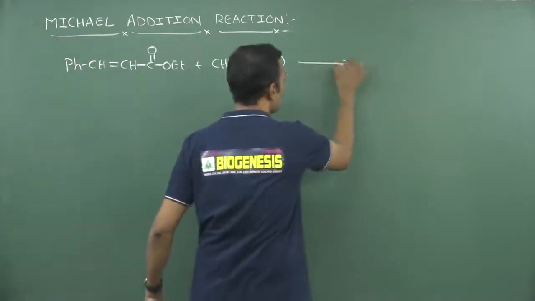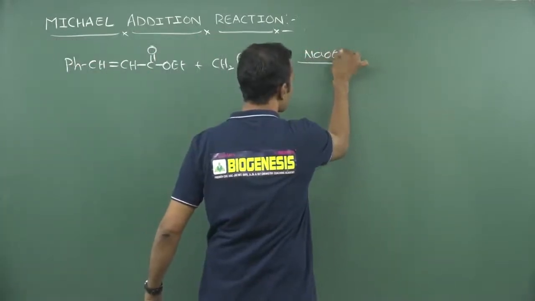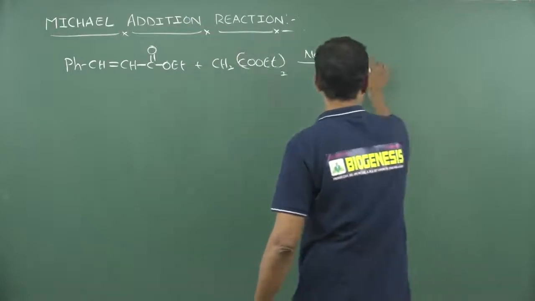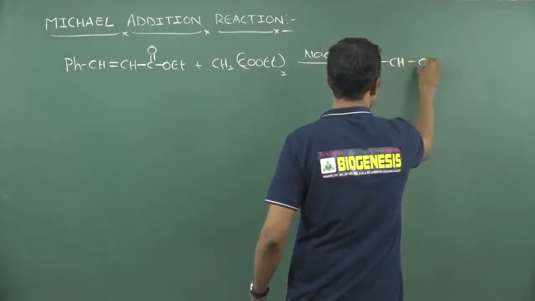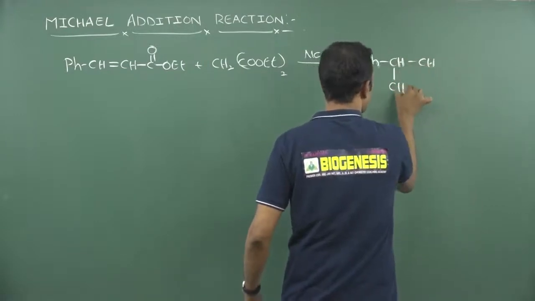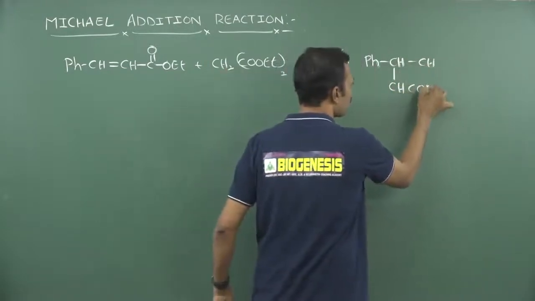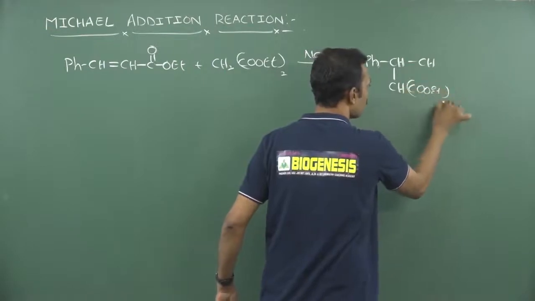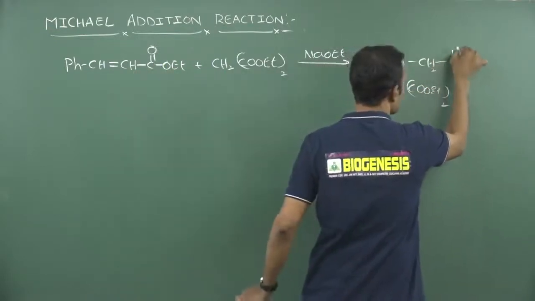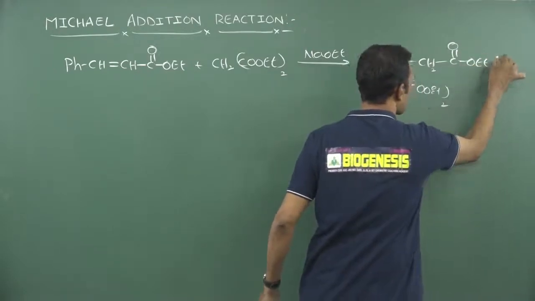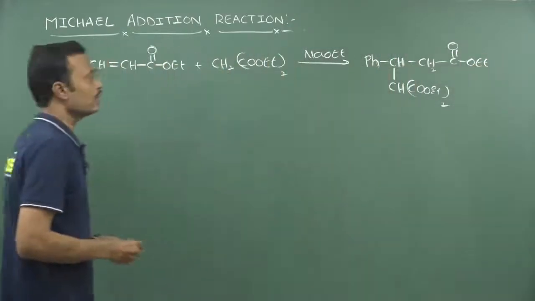Now it is carried out in the presence of a base, that is NaOEt. Now your resultant answer is, you need to remove this unsaturation. First you remove this, and here this part will be added. Remove hydrogen and the remaining part will be added here. This is COOEt taken twice and this is CH2. Now here this carbonyl ester will be as usual. This is called the Michael addition reaction.